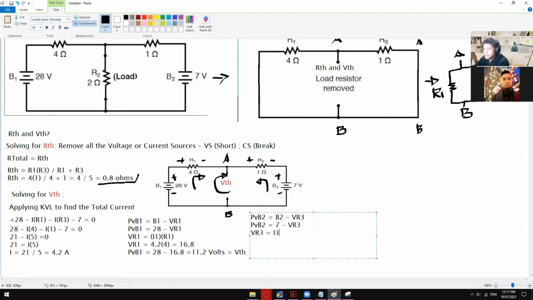VR3 is equal to I3 times R3. Okay. So VR3 is equal to, so our current again is 1 only. Okay. So we have 4.2 amps multiplied to 1, okay, which is our R3. So VR3 is equal to 4.2 volts. Okay. And then from here, we can now substitute this one.